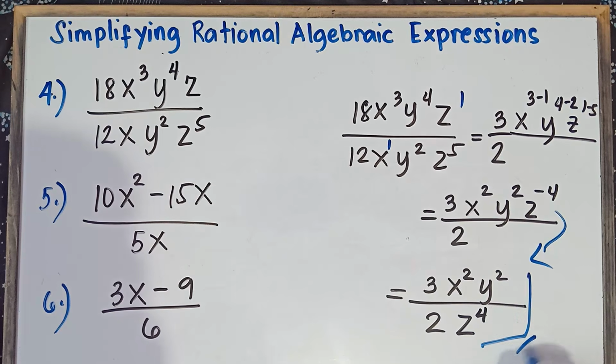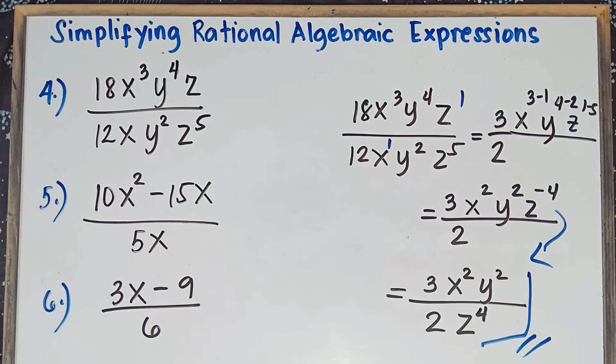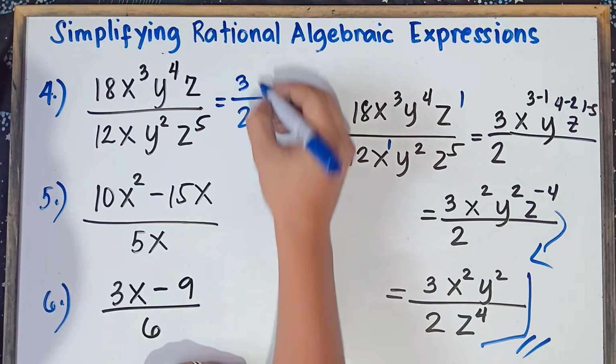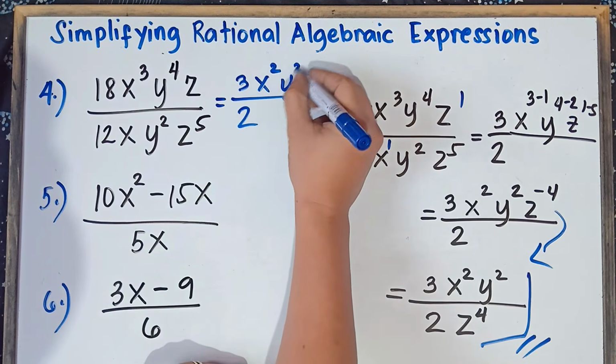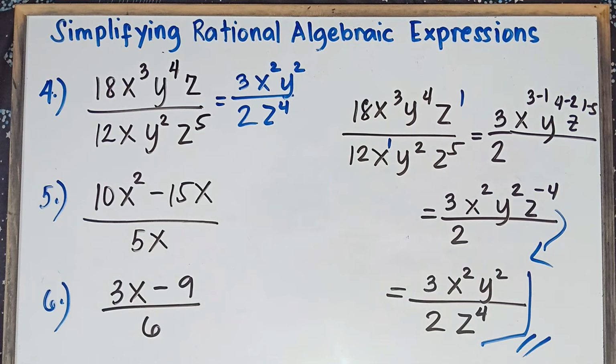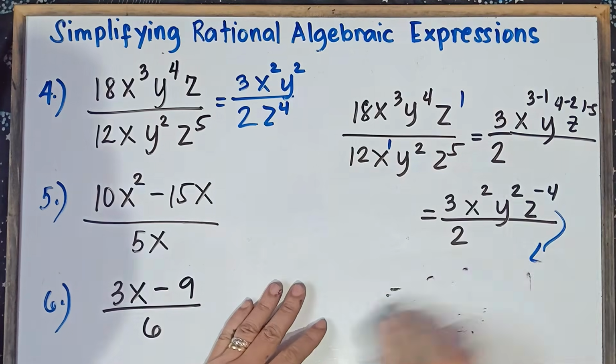That's it, class. All set. That's the answer, class, with regards to example number 4. So our answer, we have 3 over 2, x squared, y squared, z raised to the power of 4. All set, class, with regards to example number 4. Alright, so let's proceed now to example number 5.